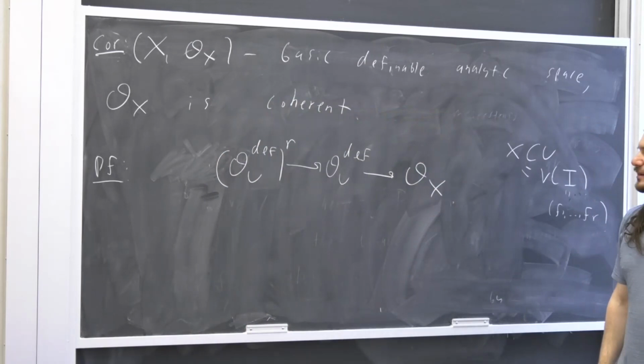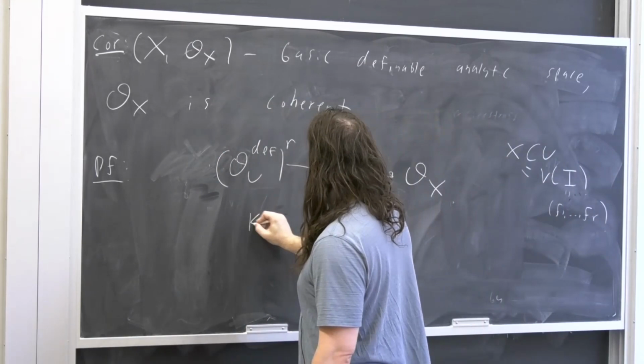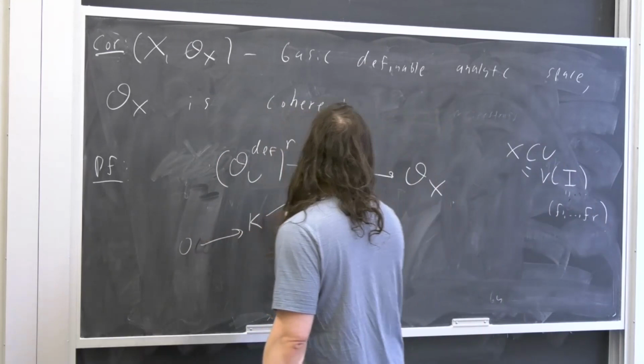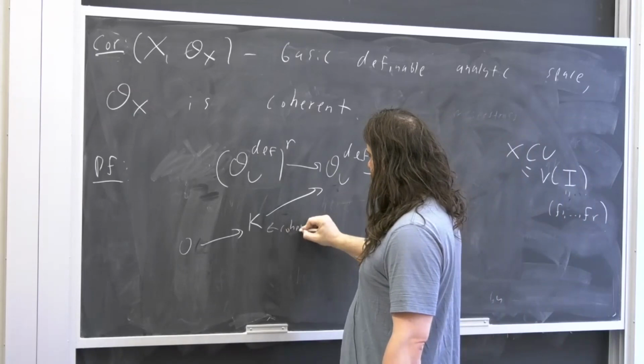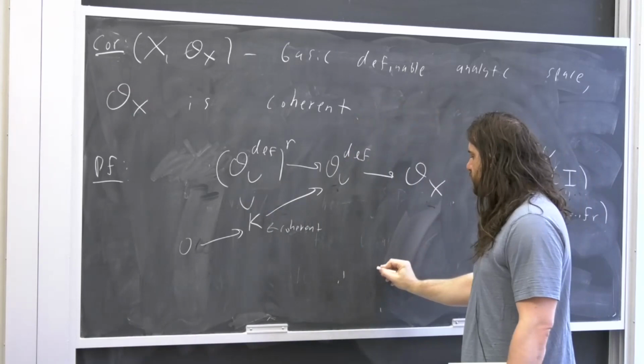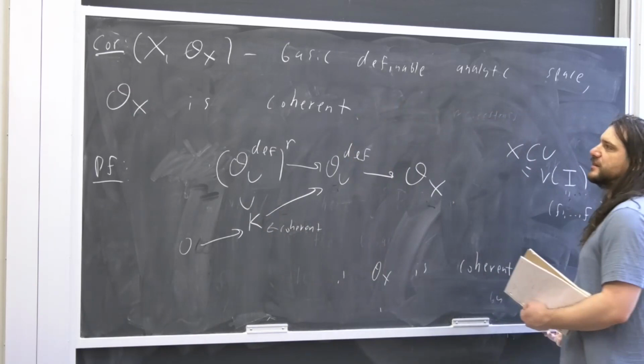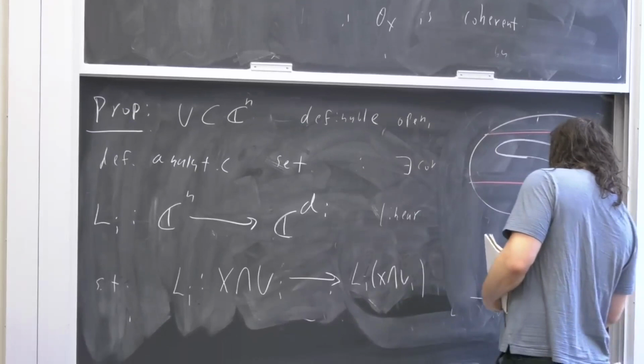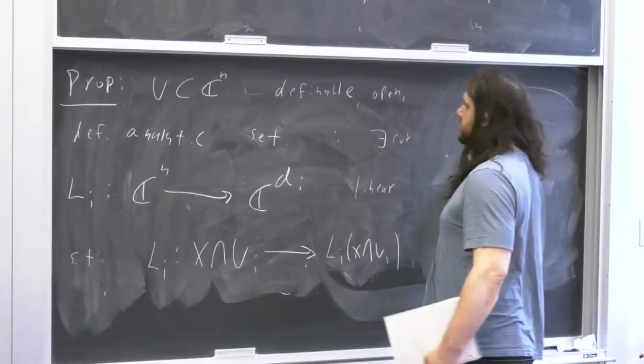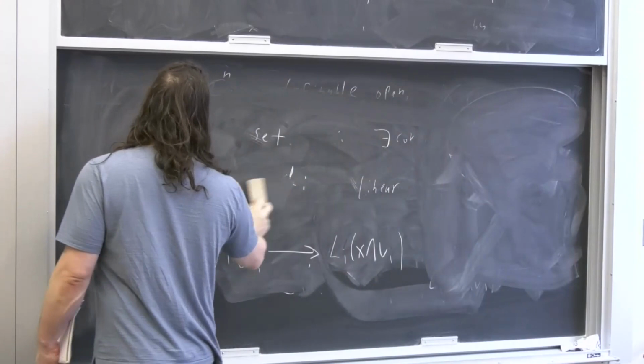We've already proven that. So that means that if we look at the actual kernel of this map, then this is also coherent. And that means that O_X is coherent. Basically, everything is a quotient. Everything you can get from O_U^def by finitely many operations is also going to be coherent. So all of a sudden, we're doing a basic definable analysis. And one nice corollary of this is that for coherent sheaves, you can in fact check on stalks whether something is zero or not.